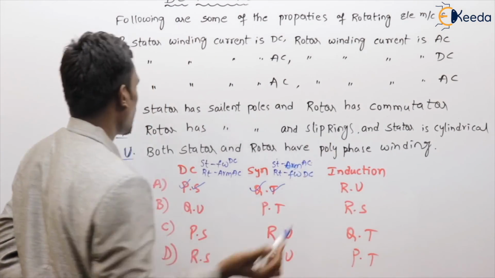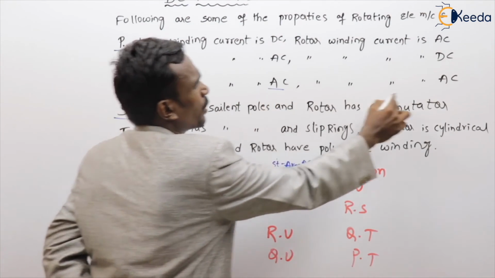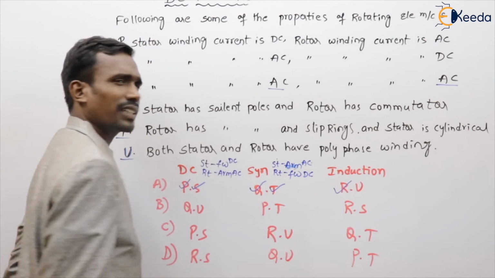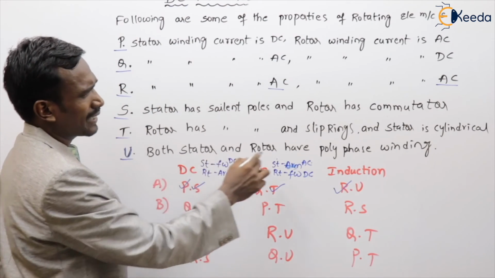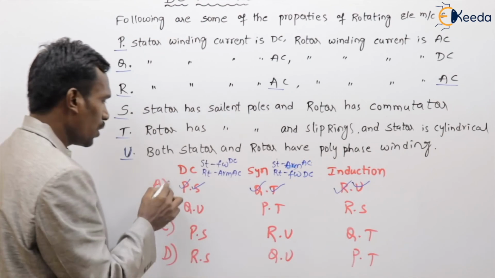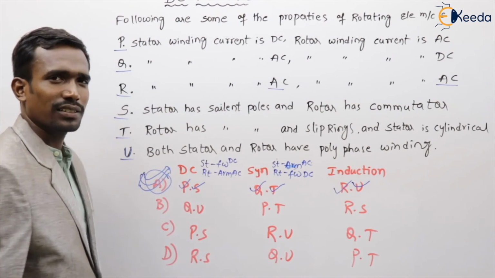Next, induction machine, R. Where is R? The stator winding has AC current, rotor winding has, yeah, both are AC. In induction machine, this is 100% correct. Next, U. Both stator and rotor has polyphase winding. Exactly correct answer. So option A finally is the correct answer.